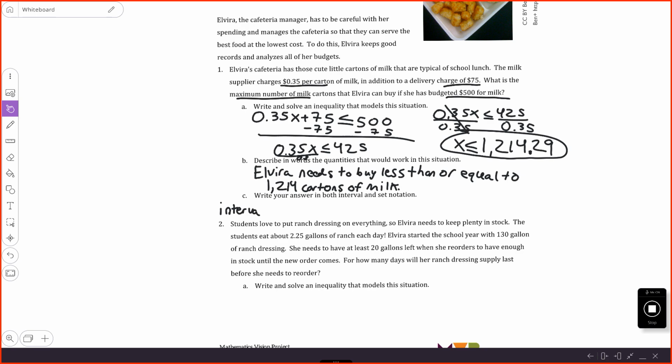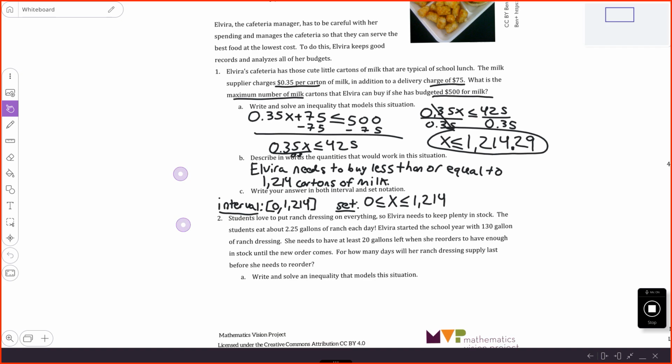So interval notation, which I've been calling bracket notation. I could buy as little as 0. You're not going to give back milk, so we'll leave it at 0. And I want to go all the way up to 1,214. Set notation is what I've been calling inequality notation. So that's going to be 0 less than or equal to x, which is less than or equal to 1,214. All right. So that's how we solved number 1.